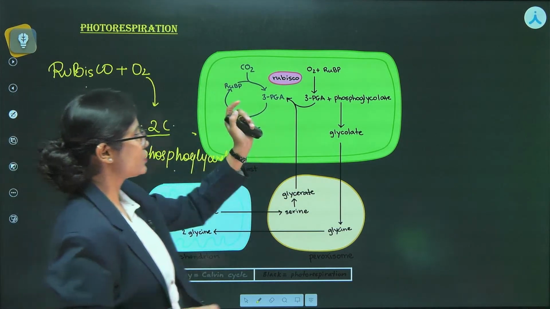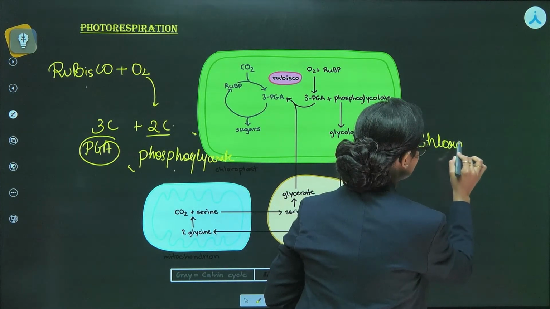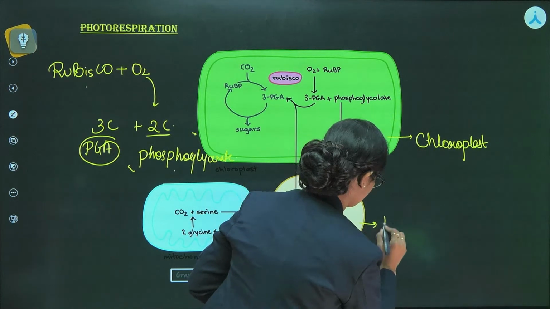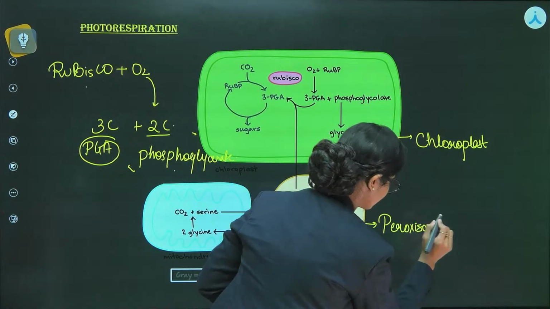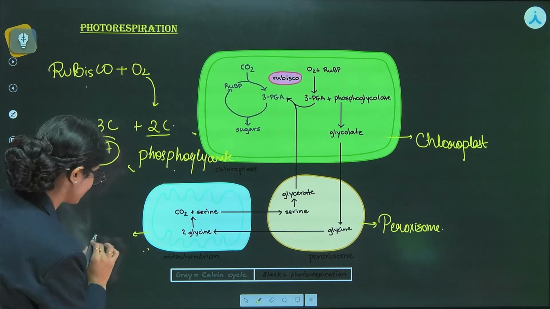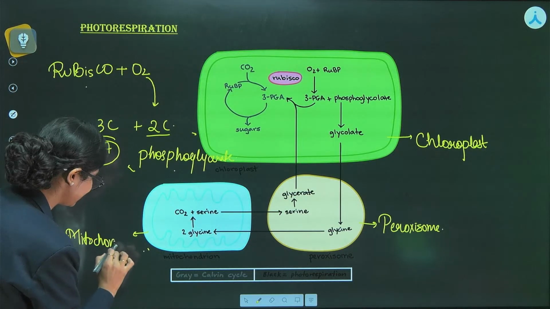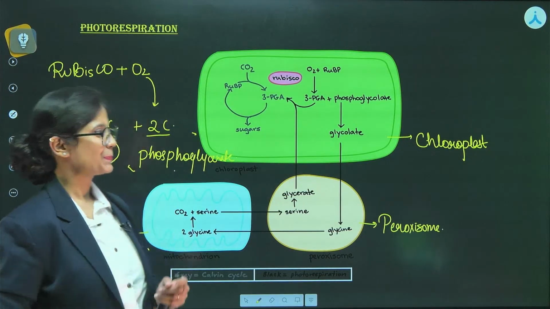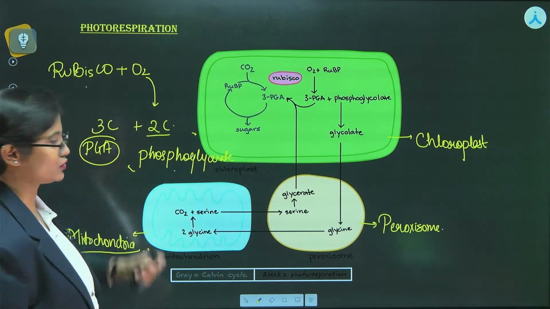The first one is chloroplast. This green colored one is our chloroplast. The next one is peroxisome, where peroxides are formed. And the third organelle which is involved is mitochondria. Please remember, these are asked as a question in the NEET exam, right? So here 3 organelles are involved: chloroplast, peroxisome and mitochondria.